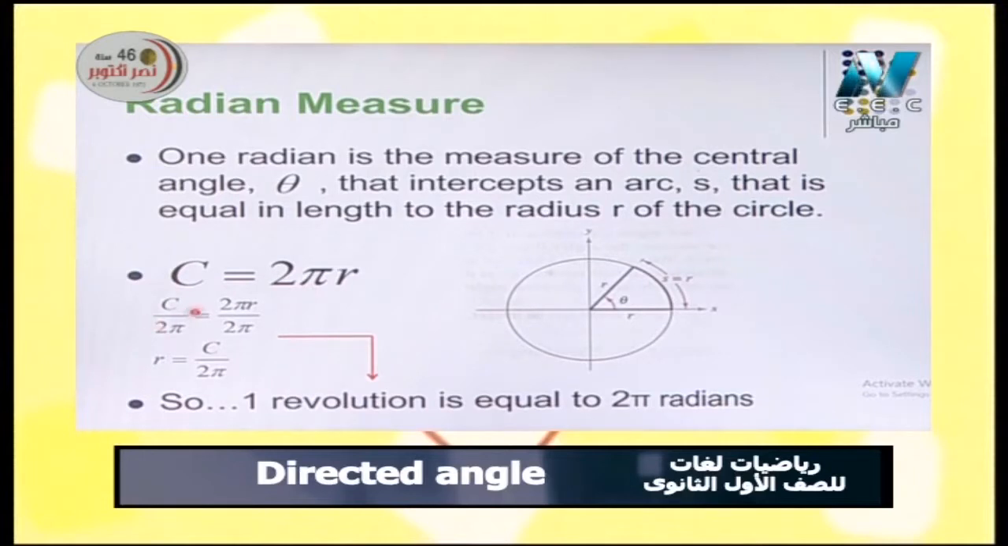Okay, if we divide the two sides by 2 pi, which is a complete round, a complete round but in radians, we will find that r equals C over 2 pi. So 1 revolution is equal to 2 pi. Okay, let's explain here the new system of measuring, which we call radian measure.